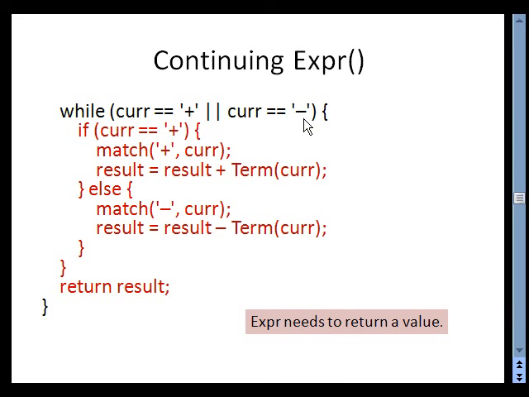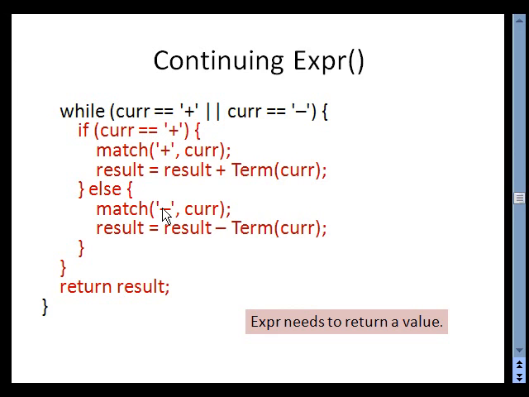The reason for that is that if that AddOp is a plus, then we need to add the value of the term onto result. But if it's a minus, we need to subtract the value of the next term from the accumulating value in result. So we've changed it so that we now check separately. If current is a plus, we'll match the plus. We'll call term. When it gives us back a value, we're going to add that value onto the result and then reassign result that new value.